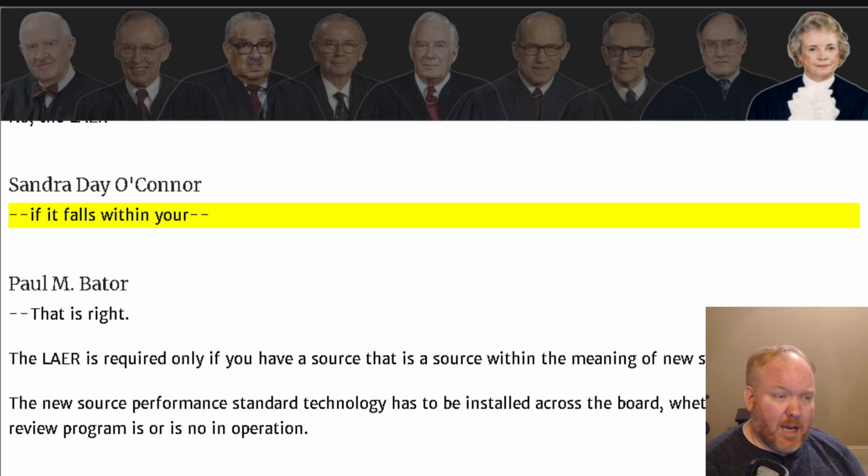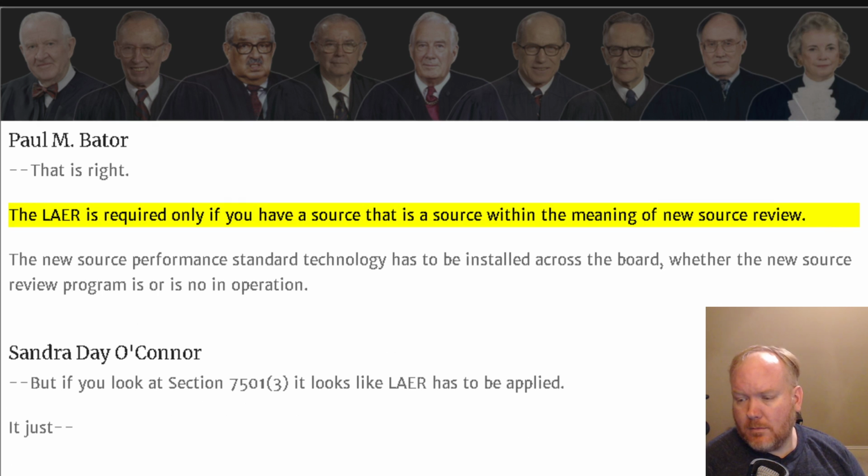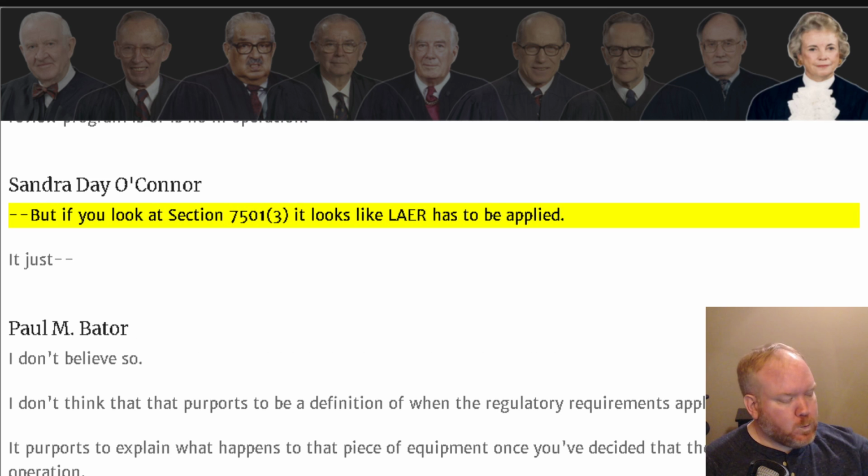So, yeah, let us press on with more argument. That is right. The layer is required only if you have a source that is a source within the meaning of new source review. The new source performance standard technology has to be installed across the board, whether the new source review program is or is not in operation. But if you look at Section 7501(3), it looks like layer has to be applied.